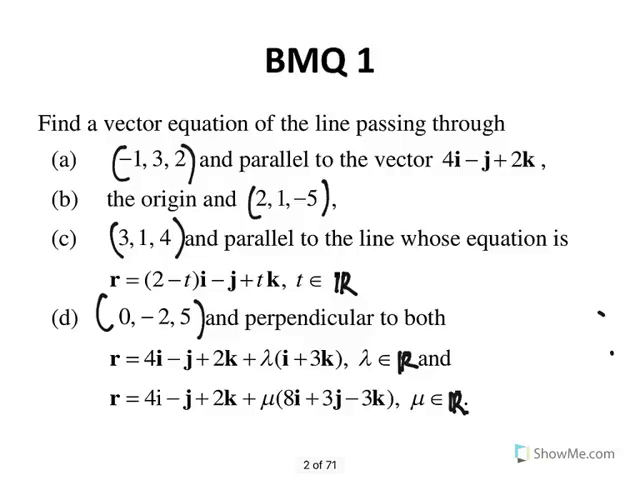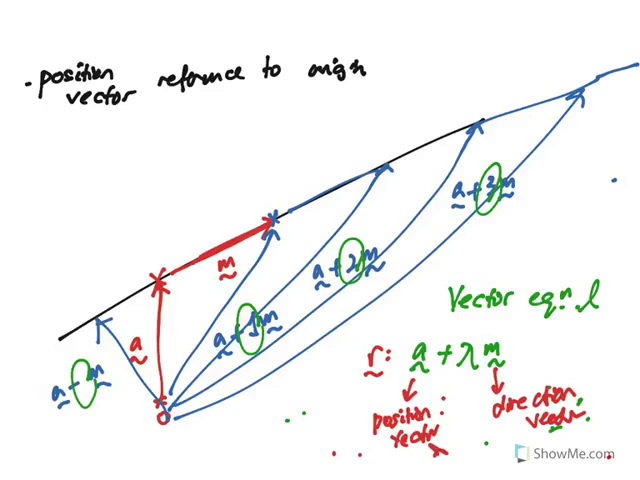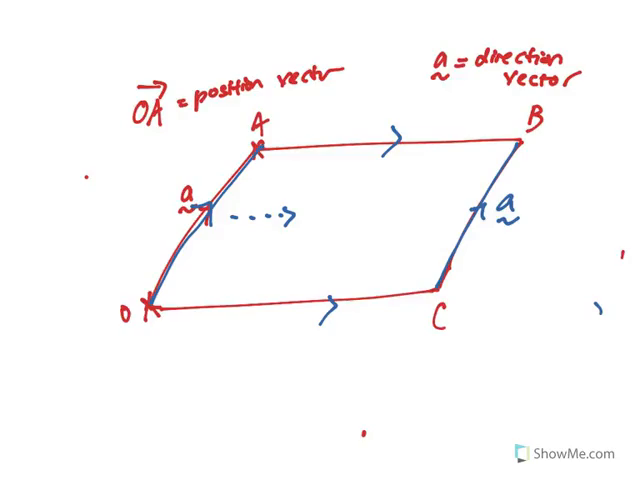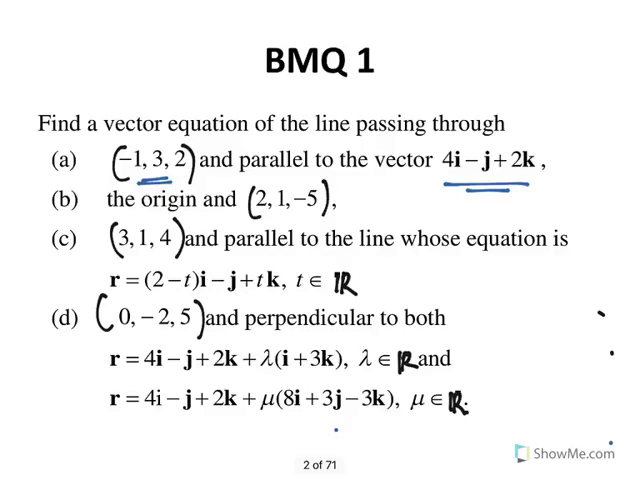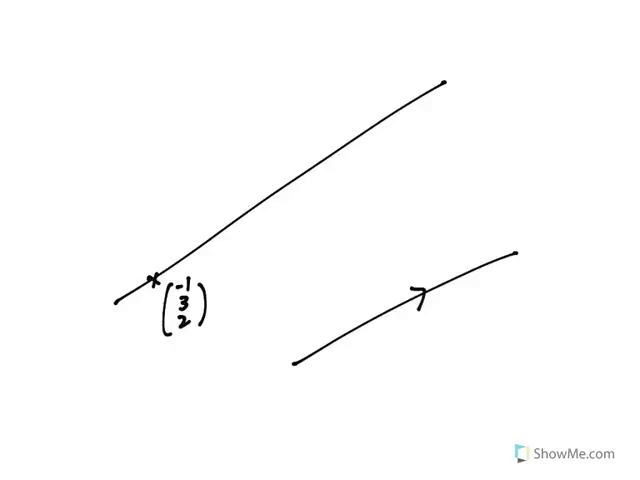From here, number 1, we need to find the vector equation of the line passing through (-1, 3, 2), parallel to the vector (4, -1, 2). If you watch my video, it will help, but if not it's okay. So with (-1, 3, 2), we have a line passing through -1, 3 and 2, parallel to this vector (4, -1, 2).